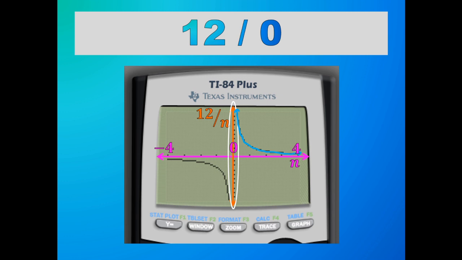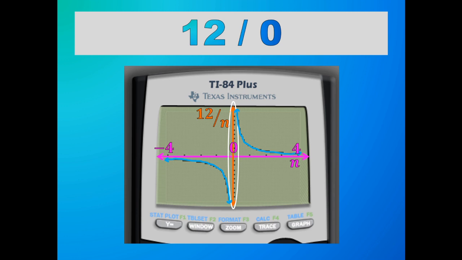From the right side, as n gets closer and closer to 0, 12 divided by n gets closer and closer to positive infinity. And from the left side, when n gets closer and closer to 0, 12 divided by n gets closer and closer to negative infinity. Now, the asymptote could have happened if both of them were going up to positive infinity or both of them going down to negative infinity.